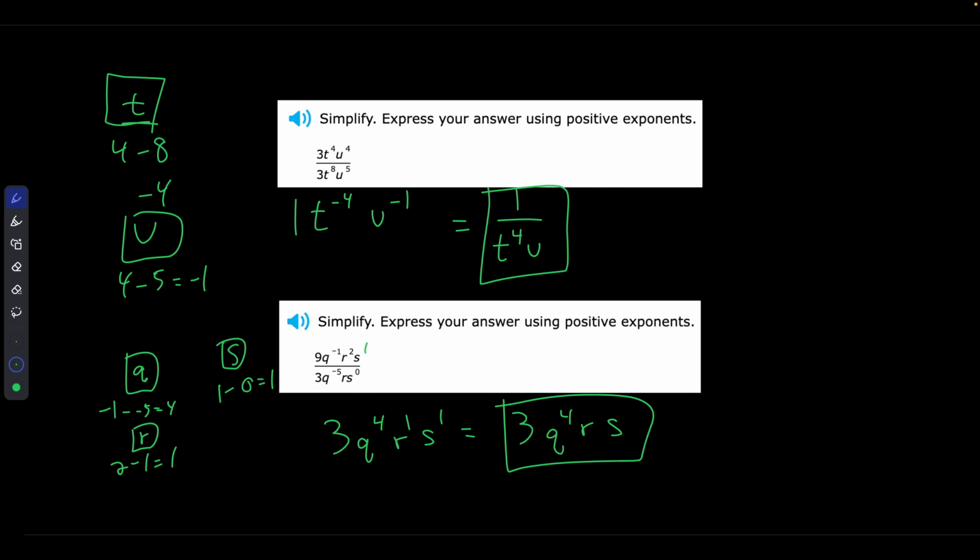And for the second problem, here is the work. Final answer should have been 3q to the 4th power, r to the first power, s to the first power.